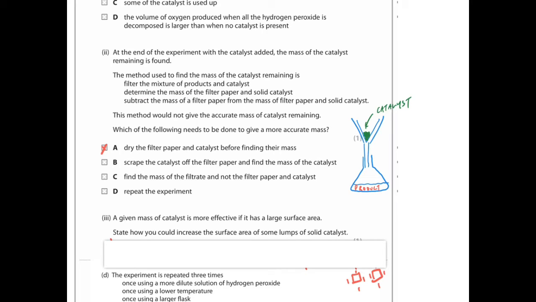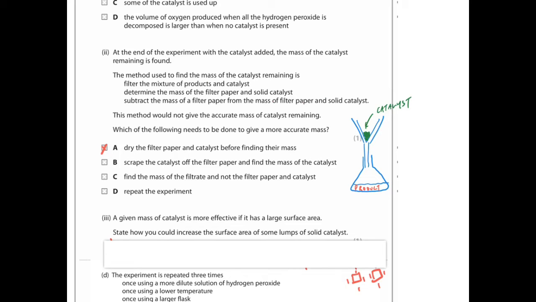Determine the mass of the filter paper and the solid catalyst. So you'd remove the filter paper and the catalyst, take it out and weigh it. So now you've got the mass of these two things here. Subtract the mass of the filter paper from the mass of the filter paper and solid catalyst. So you find out the mass of just the filter paper and subtract it from the mass of the filter paper and the catalyst, and you'll have just the mass of catalyst. Now all this makes a lot of sense.